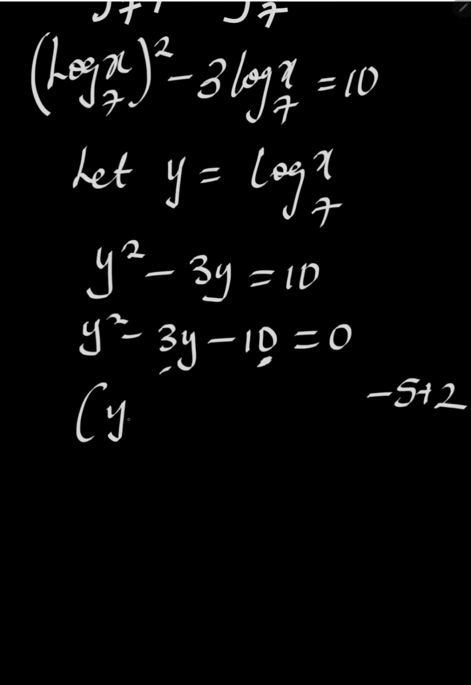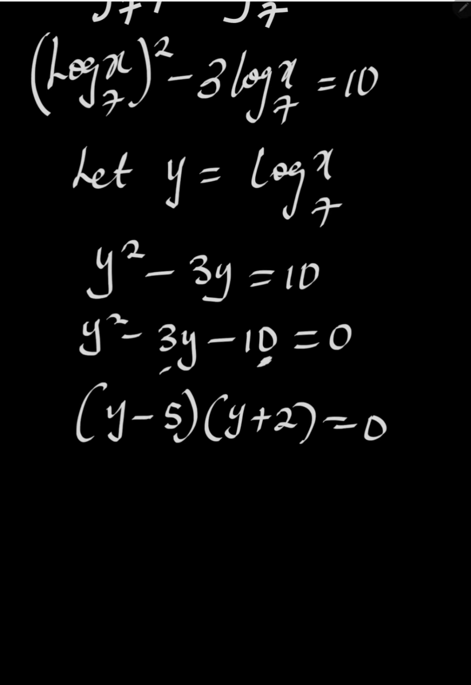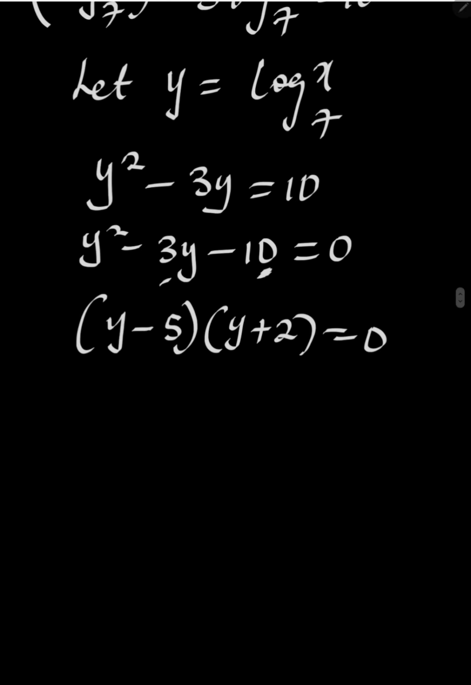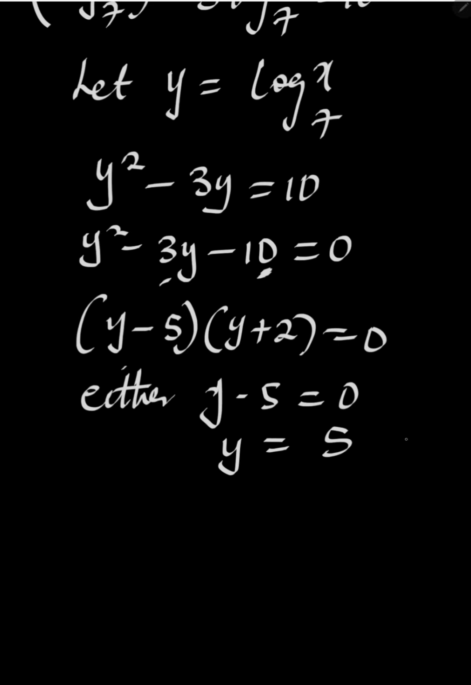So we shall now have it as y minus 5 multiplying y plus 2, everything is equal to 0. Now, when two terms are multiplying each other to give us 0, you suspect that either one of them is 0 or both of them are 0. So either y minus 5 is equal to 0, so y is equal to 5, or y plus 2 is equal to 0, so y is equal to minus 2.